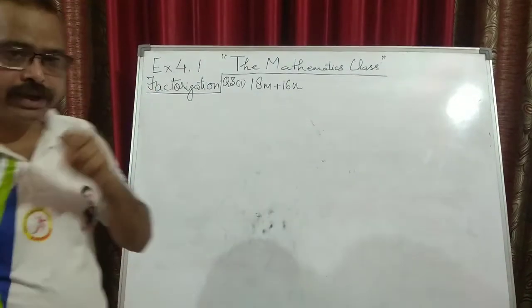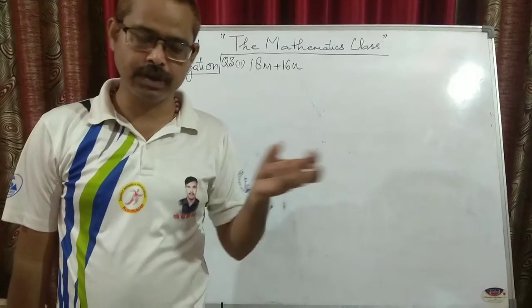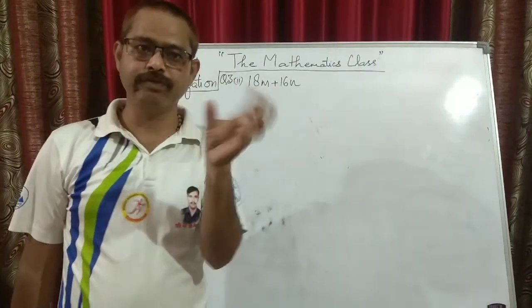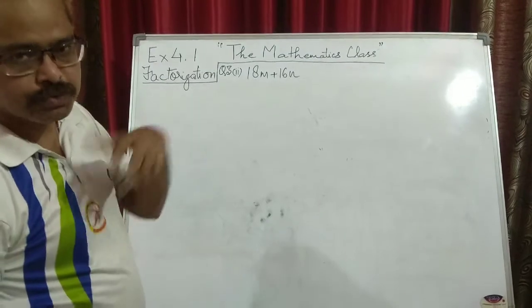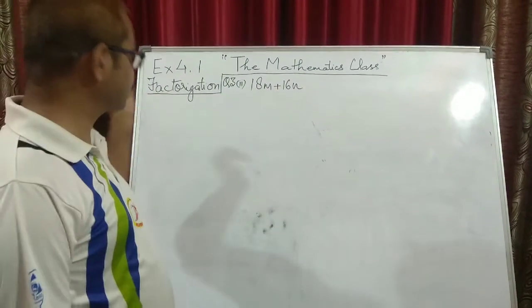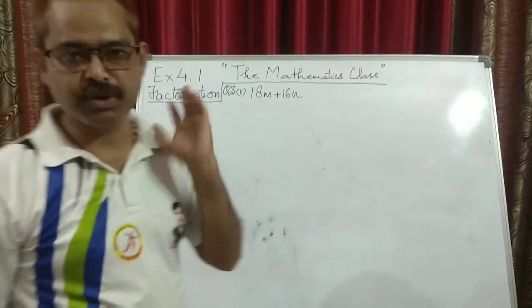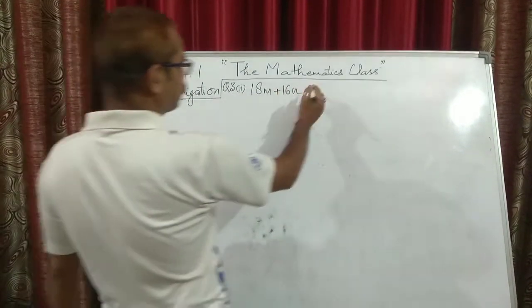Now in this we have already studied factorization. I have taught you that this exercise is based on the basic thing of how to find the common factor. So in this exercise we have to factorize the given expression by taking out the common. Now let's concentrate on this.